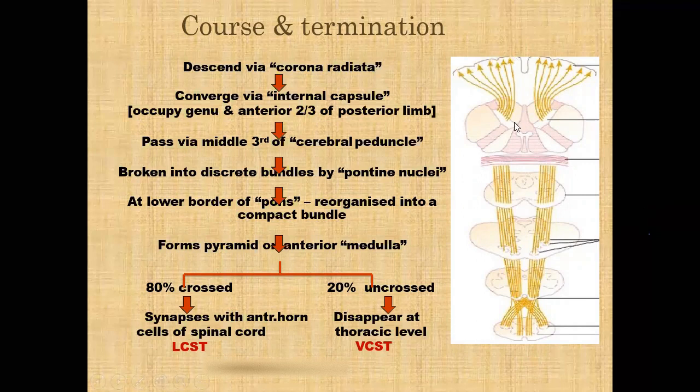These are the corona radiata. Now, these descending fibers come down via the corona radiata. In the internal capsule, they converge and they come down and occupy. Let us leave so much of details. Let us bring them down.